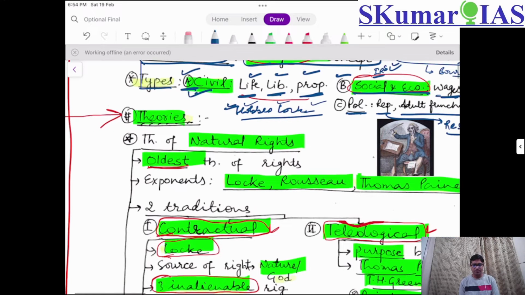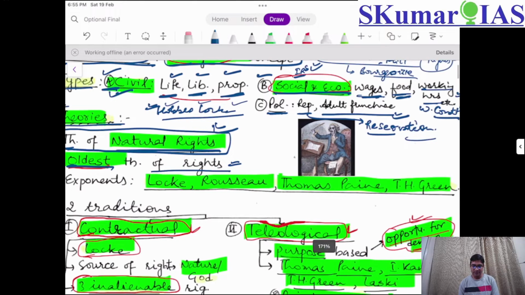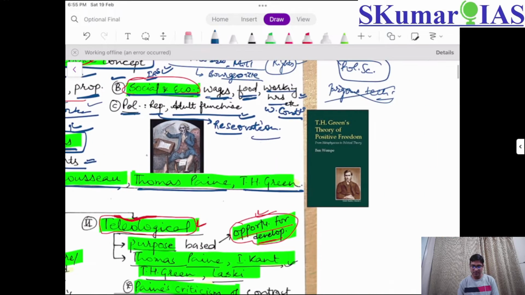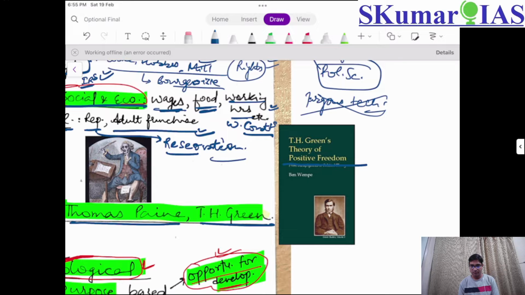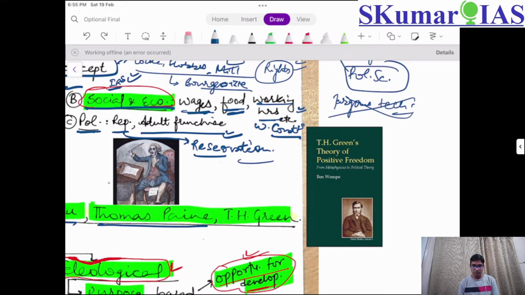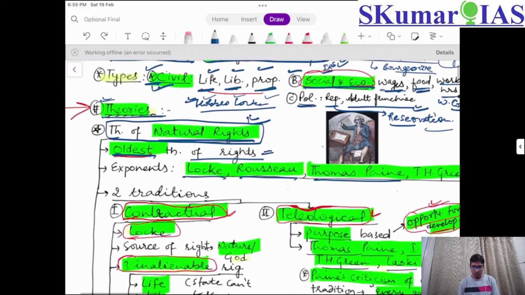Now let us come to the next topic, theories of rights. It is also mentioned in the syllabus. The first theory we'll study is the theory of natural rights. The theory of natural rights is the oldest theory of rights. Its exponents are John Locke, Rousseau, Thomas Paine, and T.H. Green. These all are exponents. T.H. Green's theory of positive freedom.